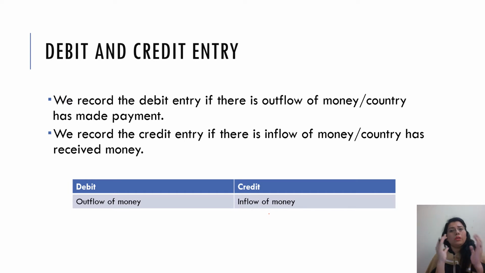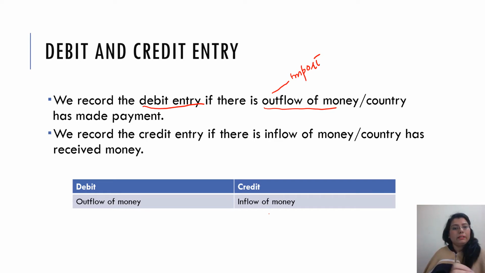So how do we record all the transactions in balance of payment? What transaction will be recorded as a debit entry and what transaction will be recorded as a credit entry? We record the debit entry if there is outflow of money. Outflow means money goes out from our country, or the country has made any kind of payment. So if we talk about outflow, in case of import, money goes out of our country.